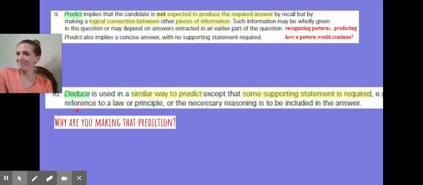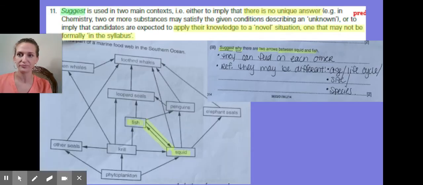Deduce. I don't see deduce that often, but deduce is like your prediction, using logic to connect something, and then an extra: why are you making that prediction? So a supporting statement is required.